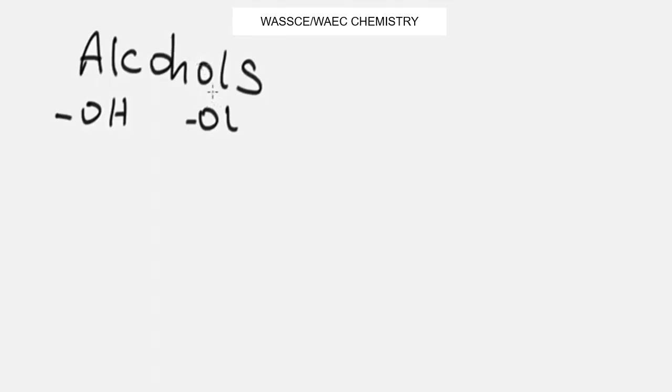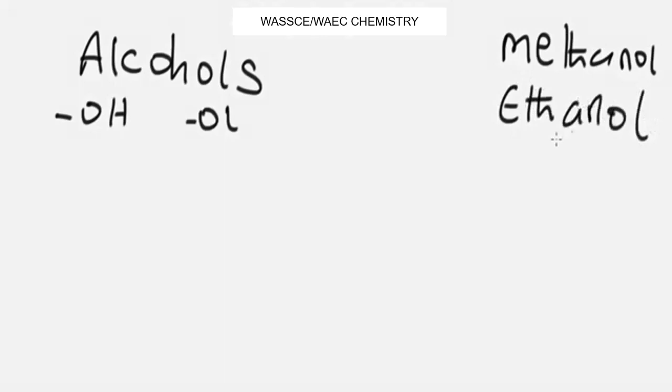Now let's look at the first four alcohols we have. Just like alkanes, we have members of the families of alkanes, we also have members of the families of alcohols. So let's look at the first four members of the families of alcohols. We have the first one to be methanol. We have ethanol. Now ethanol is a very important organic compound. We also have propanol, and we have butanol.